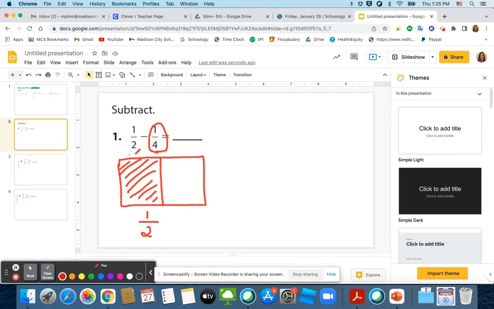Okay? All right, so now 1/2, that's a nice easy fraction to convert. If I go ahead and cut each of these halves into 2 equal pieces, now I can see that I have 2/4. Once you've got that, it's very easy to see that if you remove 1/4 from 2/4, you're only going to have 1/4 left. So that was a nice easy one to start with.